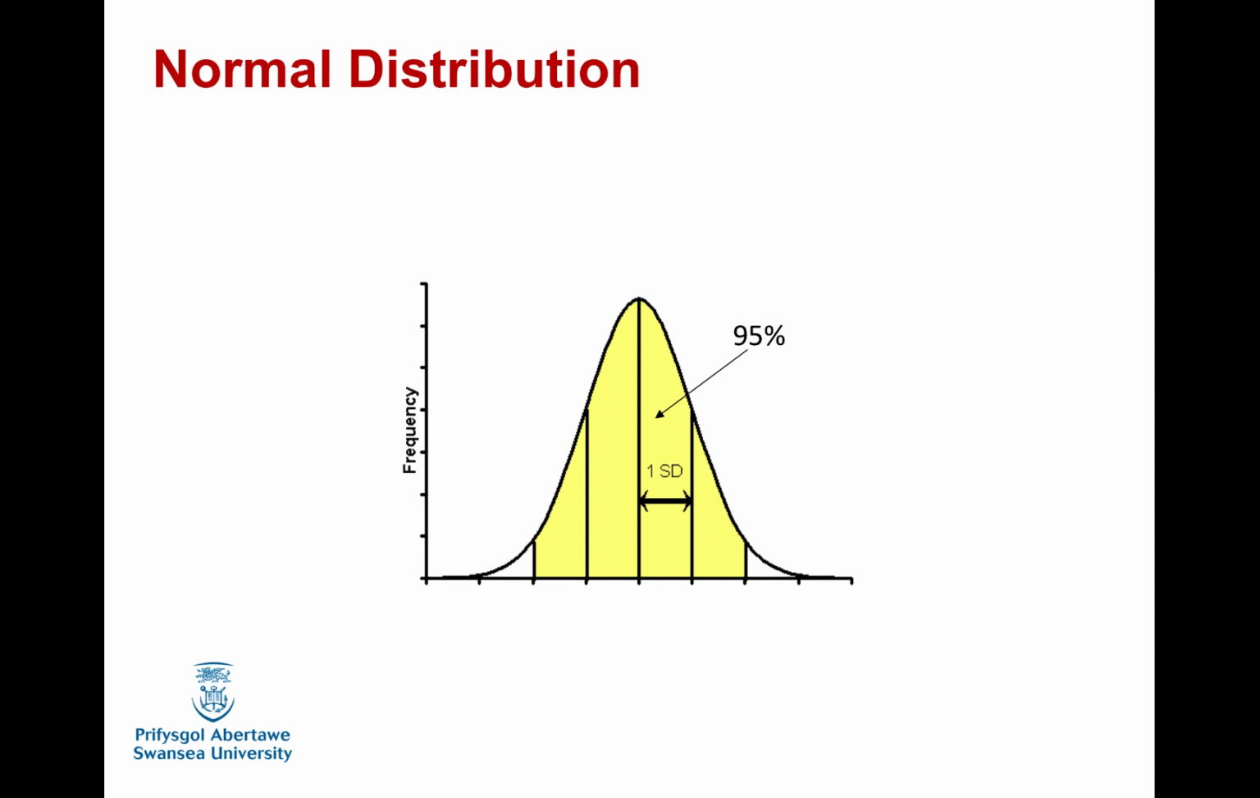We also know that 95% of all the values that we would measure in our population are going to be within 2 standard deviations above or below our mean value. And then we can also calculate for 3 standard deviations above and below, and we know that about 99.9% of the values that we measure are going to be within 3 standard deviations of the mean.